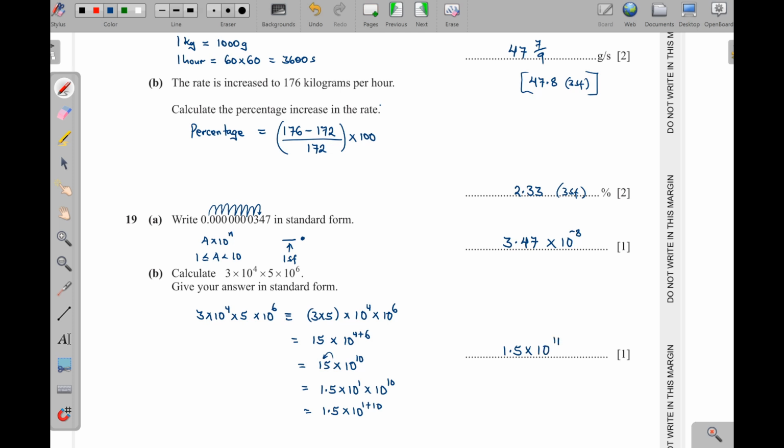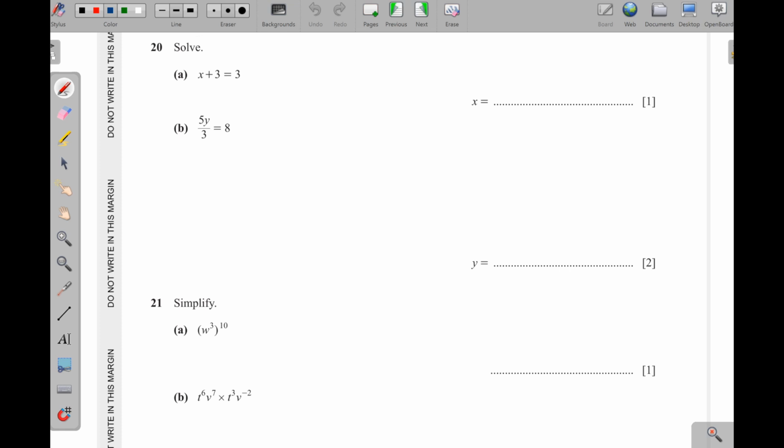As simple as that. Question 20, solve part A, x plus 3 is equal to 3. Of course, the x here is going to be 3 minus 3. So when you take this on this side, it becomes a minus. So that means your x is going to be 0. And then B, we shall cross multiply. To undo division, we multiply, right? So we shall have 5y, which is equal to 3 times 8. And therefore y, to undo the multiplication, we shall do division, right? So this will be 24, then out of 5.